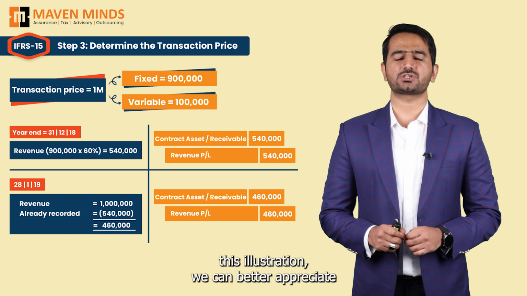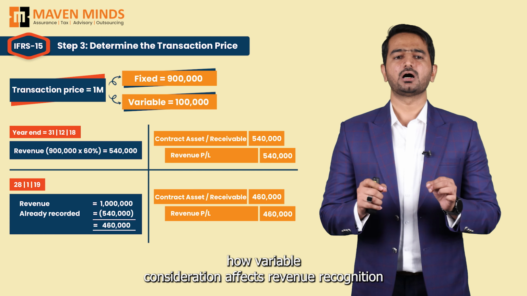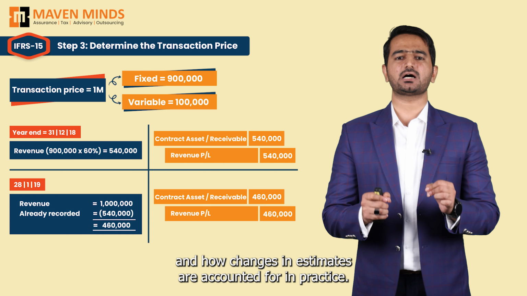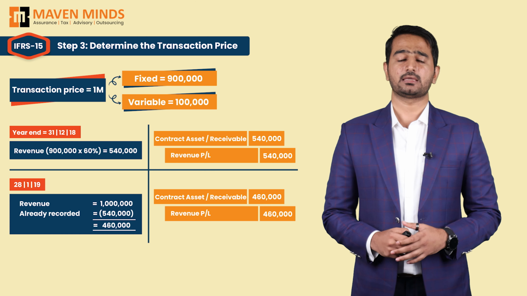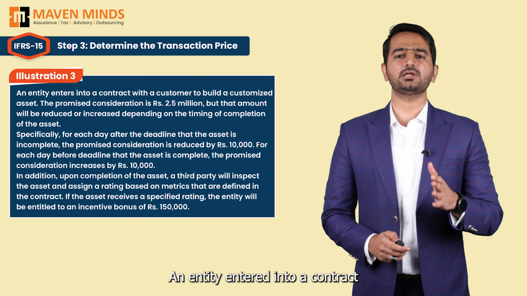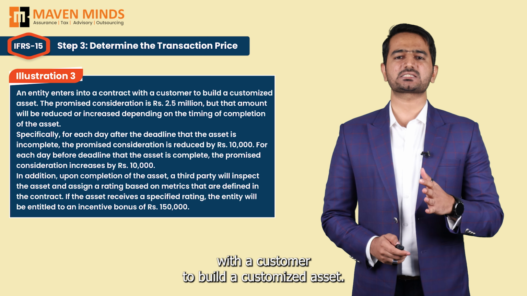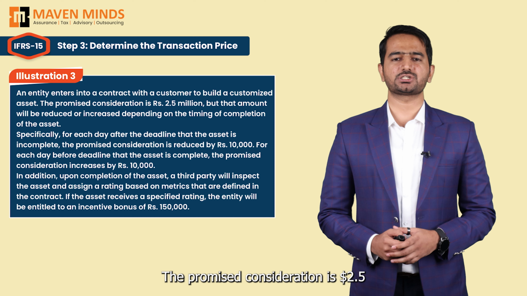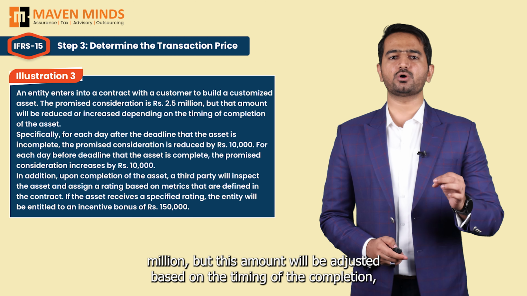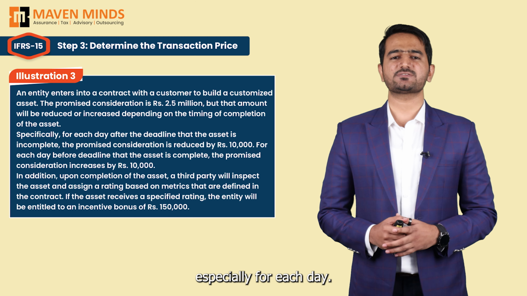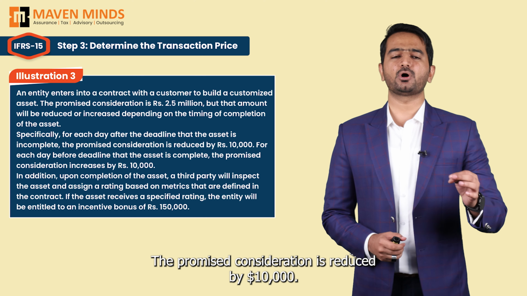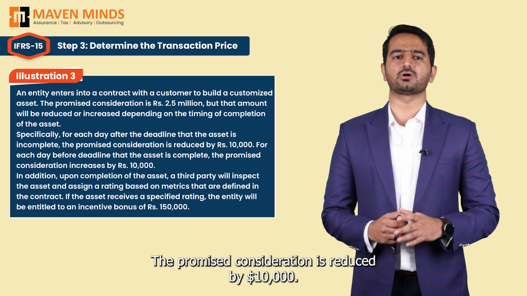By understanding this illustration, we can better appreciate how variable consideration affects revenue recognition and how changes in estimates are accounted for in practice. Next, we have another illustration to review. An entity entered into a contract with a customer to build a customized asset. The promised consideration is $2.5 million, but this amount will be adjusted based on the timings of the completion. Specifically, for each day after the deadline the asset is incomplete, the promised consideration is reduced by $10,000.